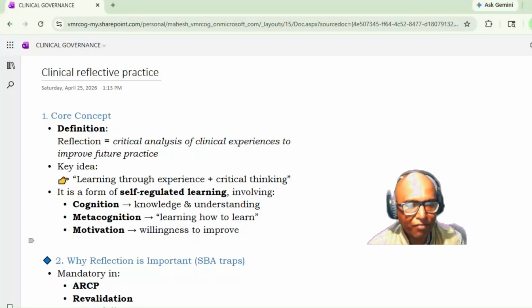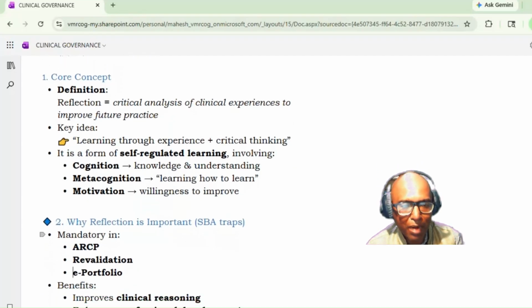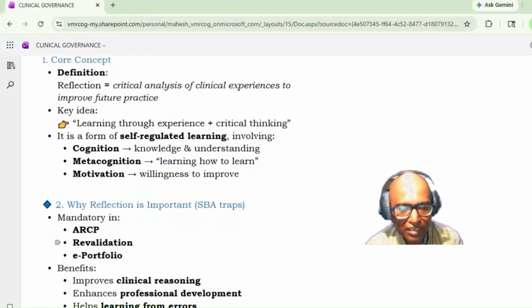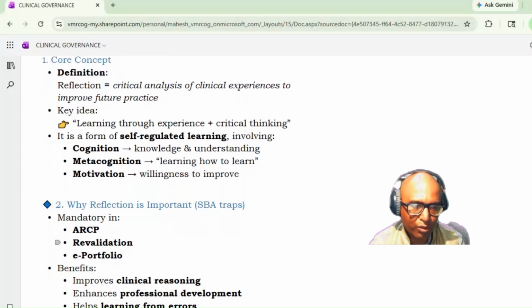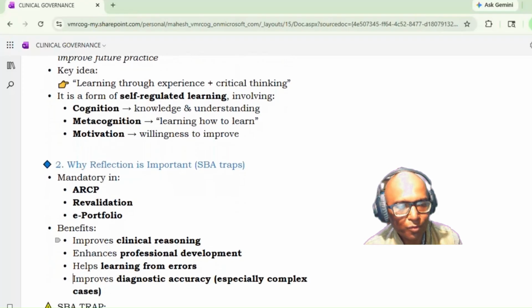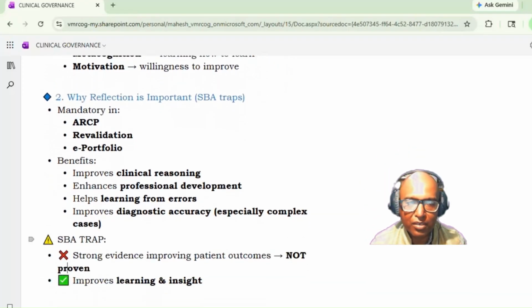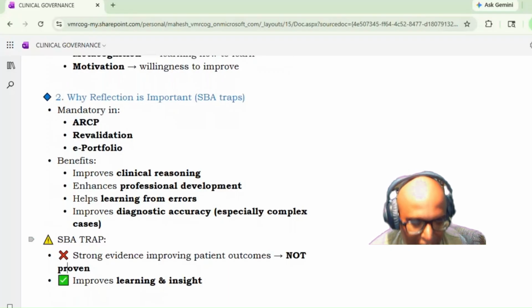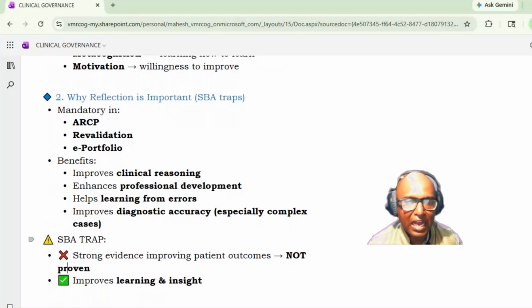So why is reflection important? Because it is a part of ARCP, revalidation and ePortfolio. It is mandatory in ARCP, revalidation and ePortfolio. And what are the benefits of this? One, it improves clinical reasoning. Second, it enhances professional development. Third, it helps learning from errors. And next, it improves diagnostic accuracy, especially in complex cases.